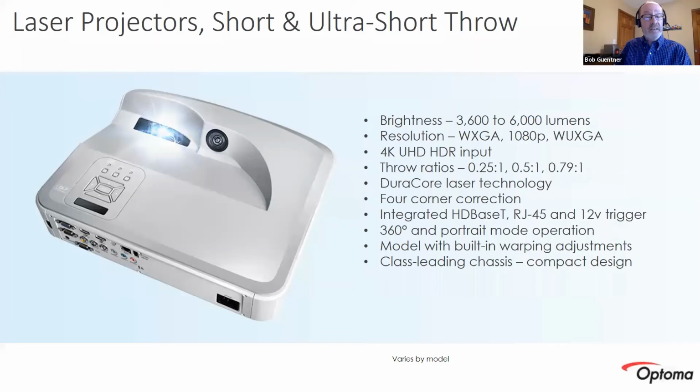For digital signage and museum installations, the ZH420UST ultra short throw model has built-in warping and blending adjustments and can be used with our CS200T cropping box for a complete automatic edge blending solution. And these laser projectors are also DLP projectors that have a compact chassis design compared to many other products in the market.